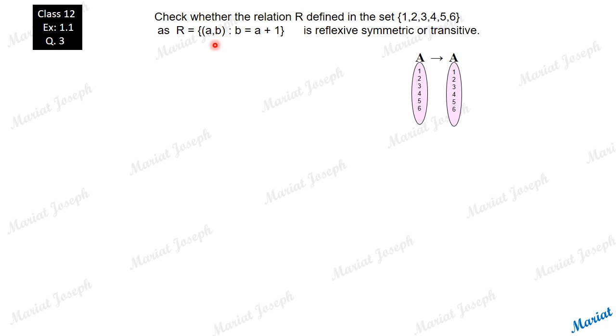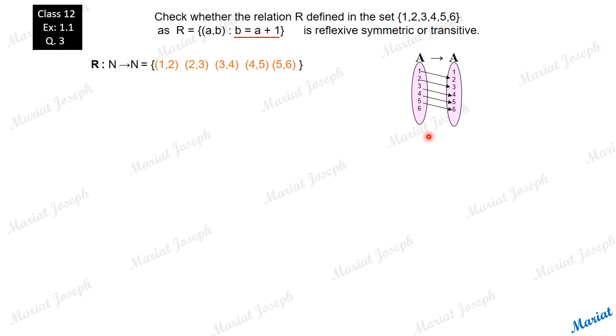From A cross A, some pairs can be included to make this subset, to make this relation. We will be picking only those (a, b) pairs in such a way that the second element b is equal to first element a plus 1. Only such pairs. Let's see which ordered pairs can be included in this relation. (1, 2): a is 1, b is 2. Yes, 1 plus 1 is 2, correct. (1, 2) will satisfy the condition b equals a plus 1. So (1, 2) will be included in this given relation. (2, 3), (3, 4), (4, 5), (5, 6) and no other pair.